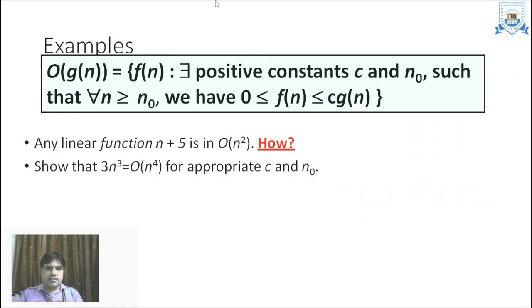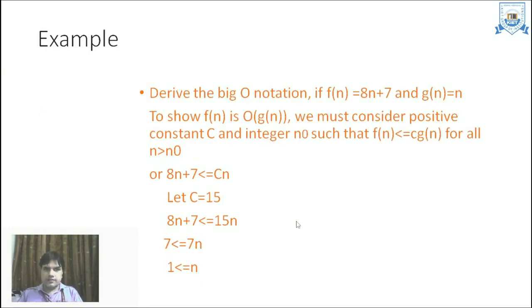So if we consider this function n plus 5, let us say it is f(n) and n square is g(n), we can simply say that it is big O of n square. Anyhow, if we take the value of n to be 1, n square is 1, and n plus 5 is 6. If we take n value 2, it is 2 plus 5, 7, and n square is 4. So by some method we need to find that value of constant c, which will multiply to n square, and the value of n, after which this n square is always greater than n plus 5. We will see through some example. Suppose the value of f(n) which is given to us is 8n plus 7 and the value of g(n) is n.